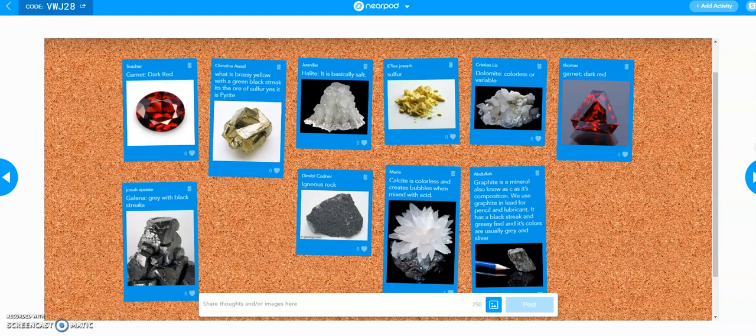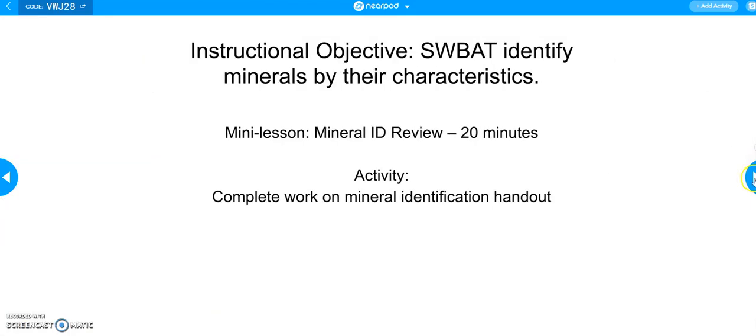All right. Due to lack of time, I do want to move forward. So let's go. So today's instructional objective, we're going to be able to identify minerals by their characteristics. We're going to do some mineral ID review, and then we're going to practice taking a look at some. Welcome, Kira. I think some other people joined us. Link is in the chat.